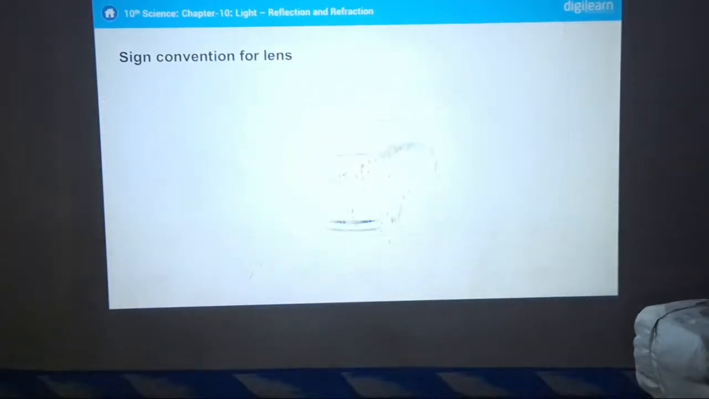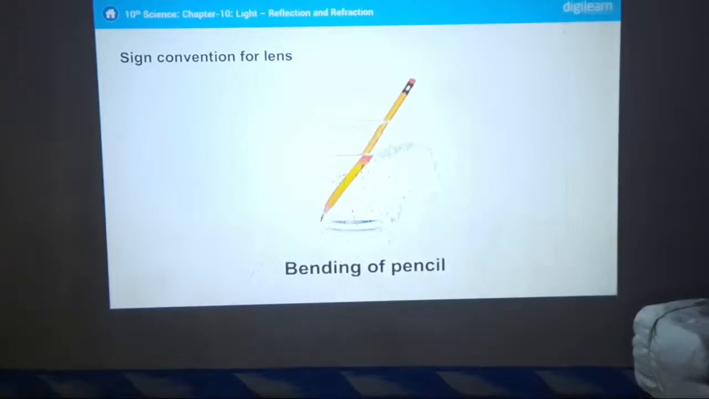Some common phenomena of refraction. Bending of pencil when placed in a glass with water. When a pencil or stick is kept in a beaker or a glass filled with water, the stick appears slightly bent. This happens because the light entering from air, rarer medium, into water, denser medium, bends towards the normal to the incident, which makes the pencil or stick appear bent.